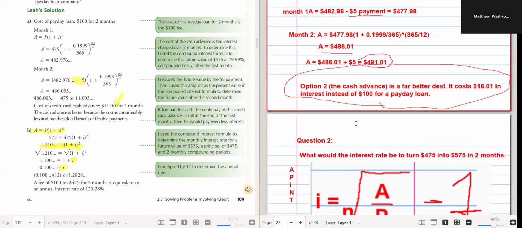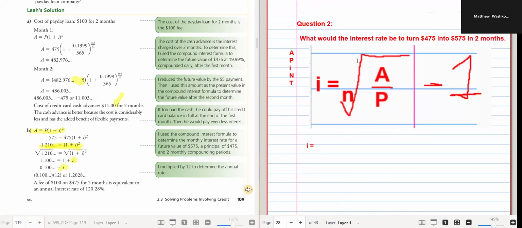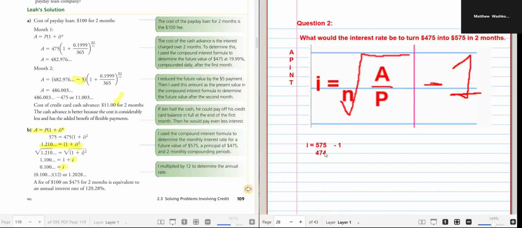Well, what numbers am I using? There's a lot of numbers up here. Remember, I'm looking at this 575 to this thing. A is my investment, so it's 575 divided by my principal, which was 475. It's all minus 1. Sorry, I'm just making this as neat as I can here. There we go. And then this is to the power of n.